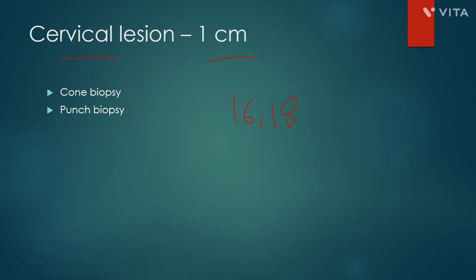From 30 years, if you're starting cervical cancer screening, if you're doing it 3 yearly, do a pap smear. Or if you're doing a combined pap smear with HPV, you can do it 5 yearly. Now, if there is any doubt in the pap smear, you can right away do an HPV. If that is also positive, you may have to do a biopsy.